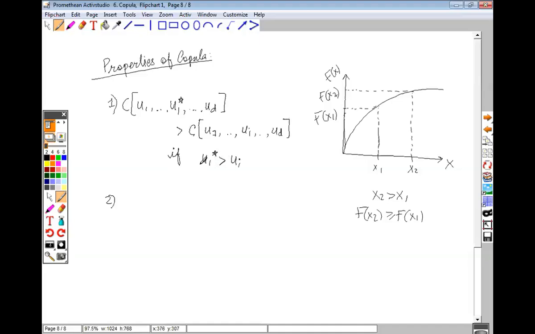And the next property is again what we have already seen, that the copula should always be between 0 and 1. So it cannot take values beyond 0 and beyond 1. And the third property is something which I guess is very intuitive as well. So let us say I give you a copula where all of my other values are 1 except ui. So the rest of the values are all 1. What do you think it will be?